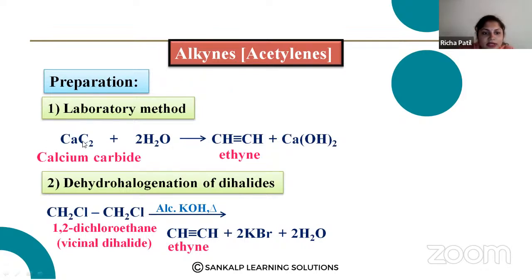So the laboratory method: calcium carbide treated with water yields ethyne and calcium hydroxide. Next is dehydrohalogenation of dihalides. In vicinal dihalides, halogen atoms are present on neighboring carbon atoms. In the presence of alcoholic KOH, it yields ethyne, 2 KBr and two water molecules. The reagent used is alcoholic KOH. So from dehydrohalogenation of dihalides, you can obtain alkynes.